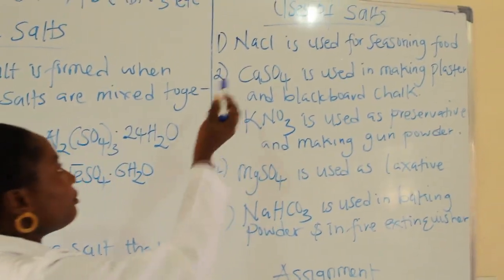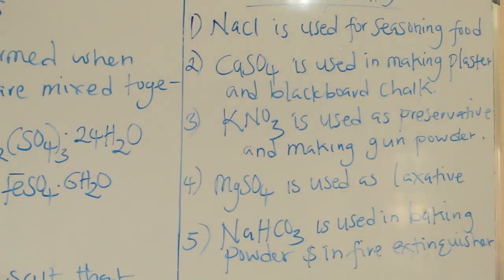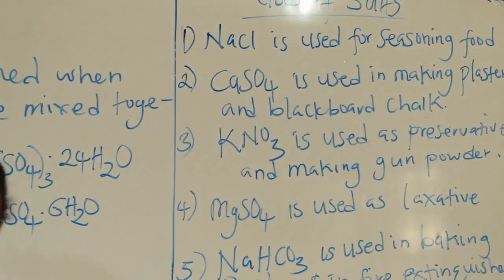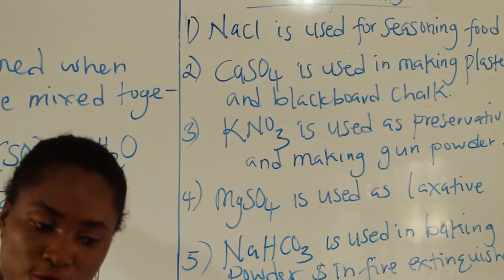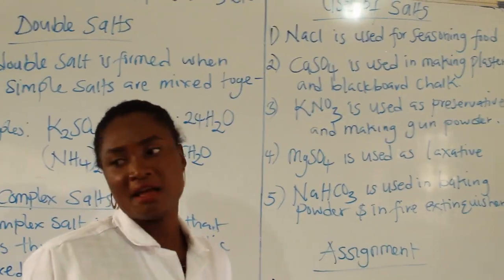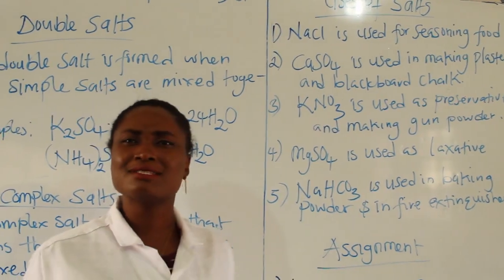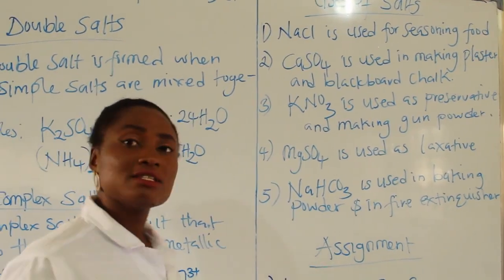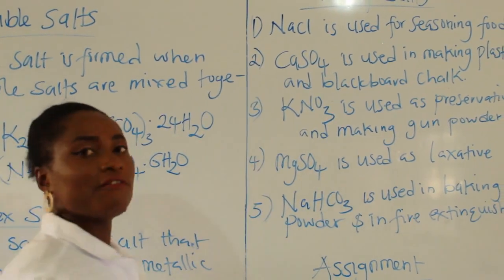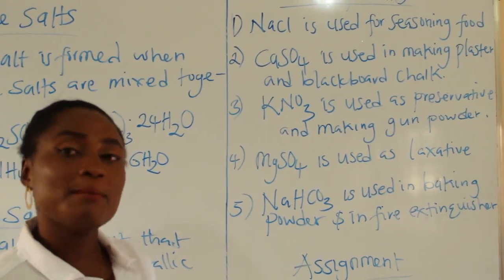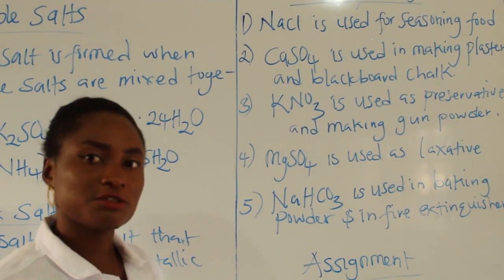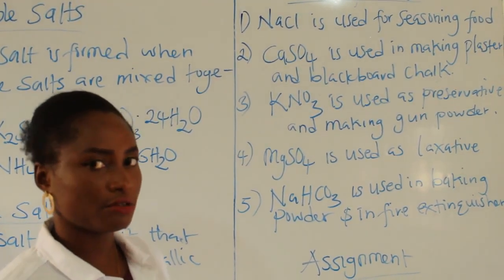Number one, sodium chloride, as you know, is table salt. It is used for seasoning food. That's what you use to cook at home. If you eat food and there's no salt in it, what they are using is sodium chloride, and it's a salt. Number 2, calcium sulfate is used in making plaster. Plaster is made from calcium sulfate, which is also a salt.